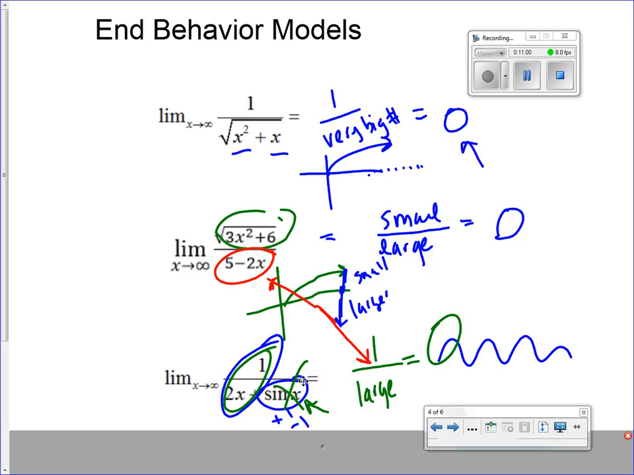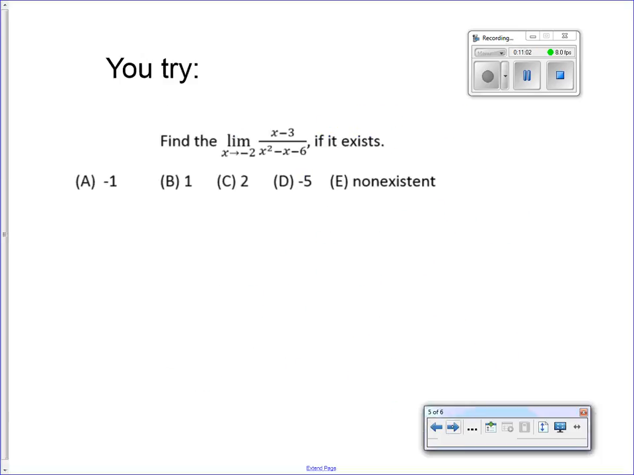So what I want you to do is try this problem on your own. It is a multiple choice problem. This is exactly how you would see it on the AP Calc exam. Find the limit as x approaches -2 of this rational function if it exists. So you're going to choose A, B, C, D, or E if you believe that the limit does not exist at -2. And we will discuss this problem in class.